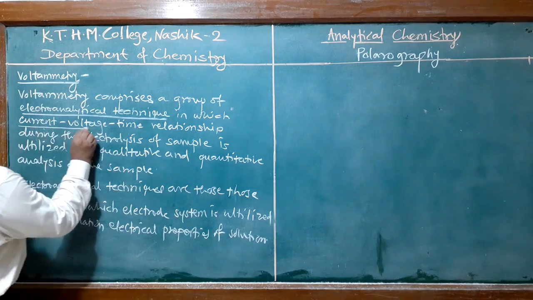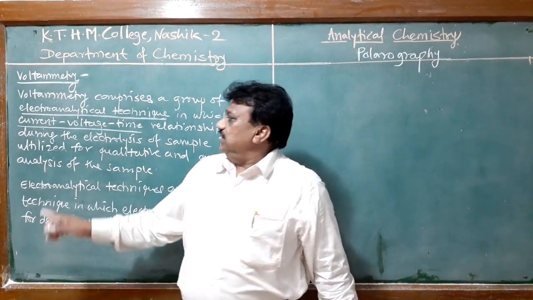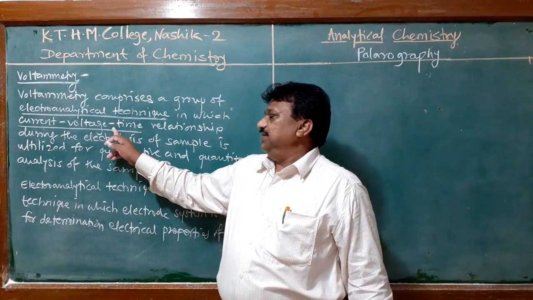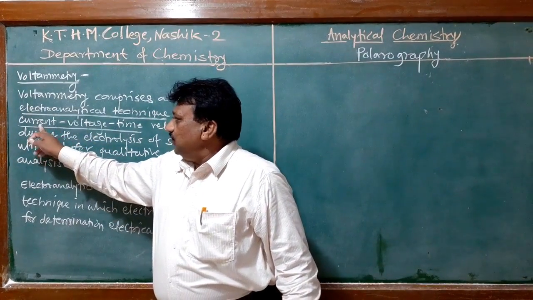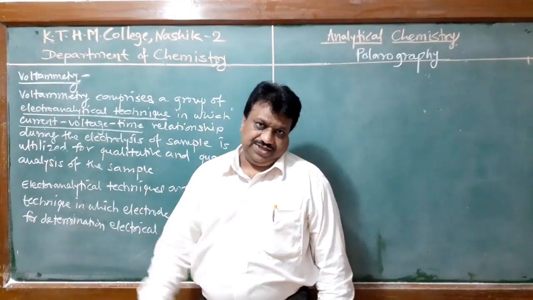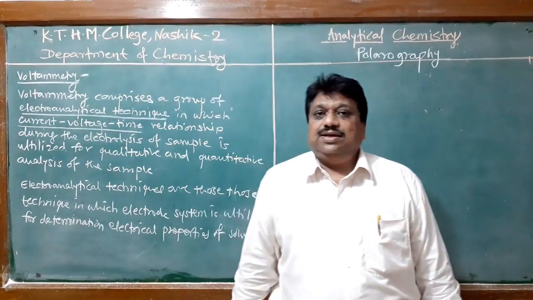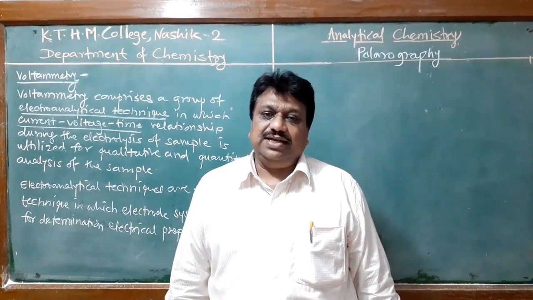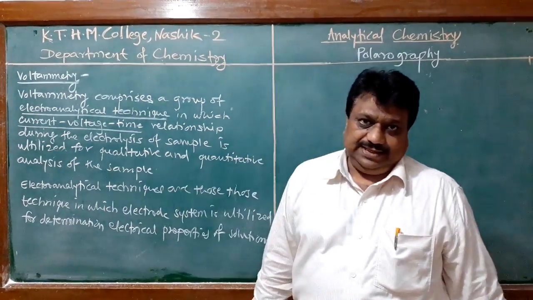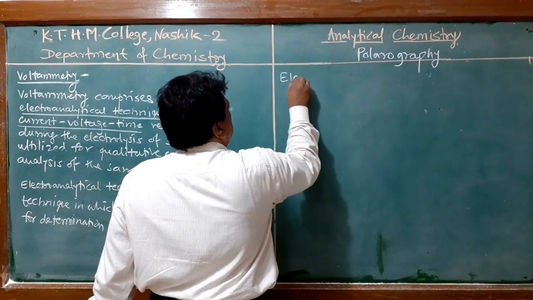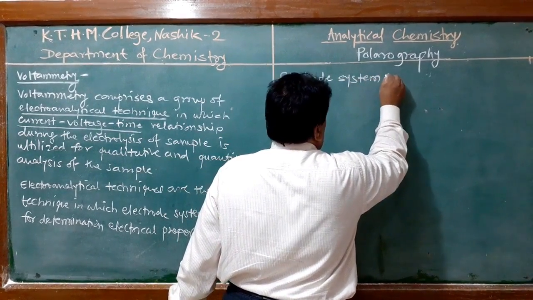In voltammetry, analysis is carried out. Qualitative and quantitative analysis in voltammetry is carried out by using the current voltage time relationship. That means a graph of current as a function of voltage, or a graph of current as a function of time at a constant voltage. Therefore, the current voltage time relationship during the electrolysis of the sample is utilized for qualitative and quantitative analysis in the voltammetric method. As we discussed, it is an electroanalytical technique. Therefore, the electrode system employed in voltammetric work consists of 3 electrodes.